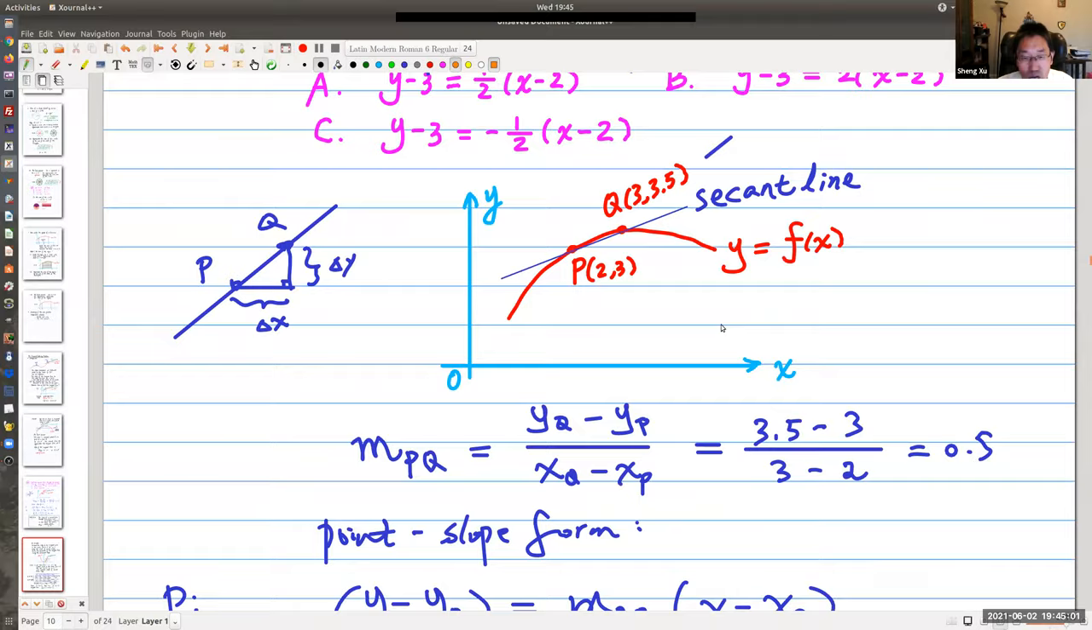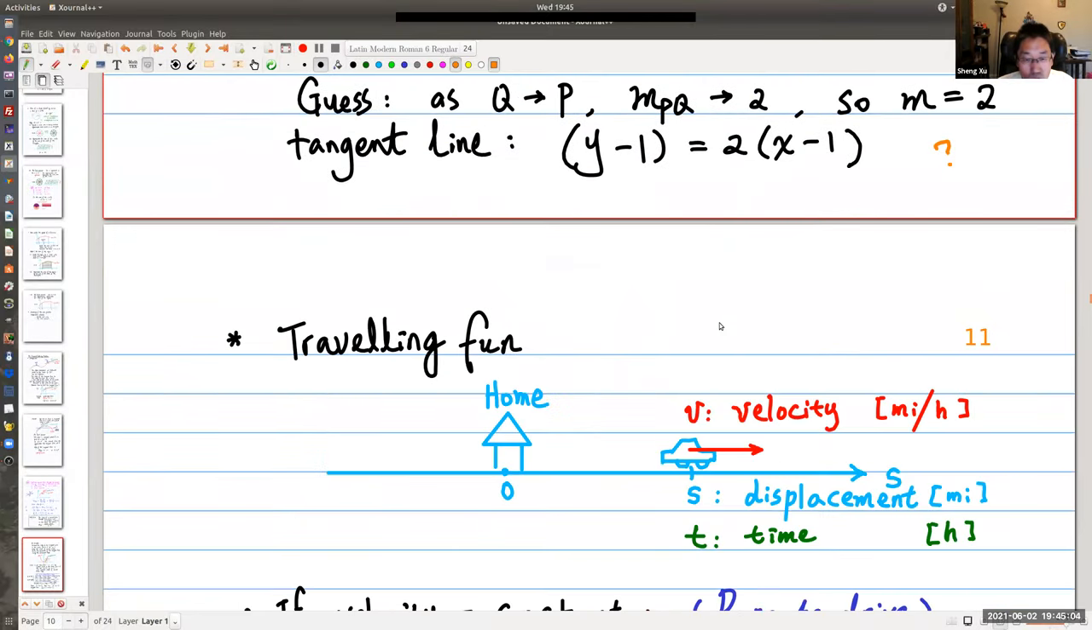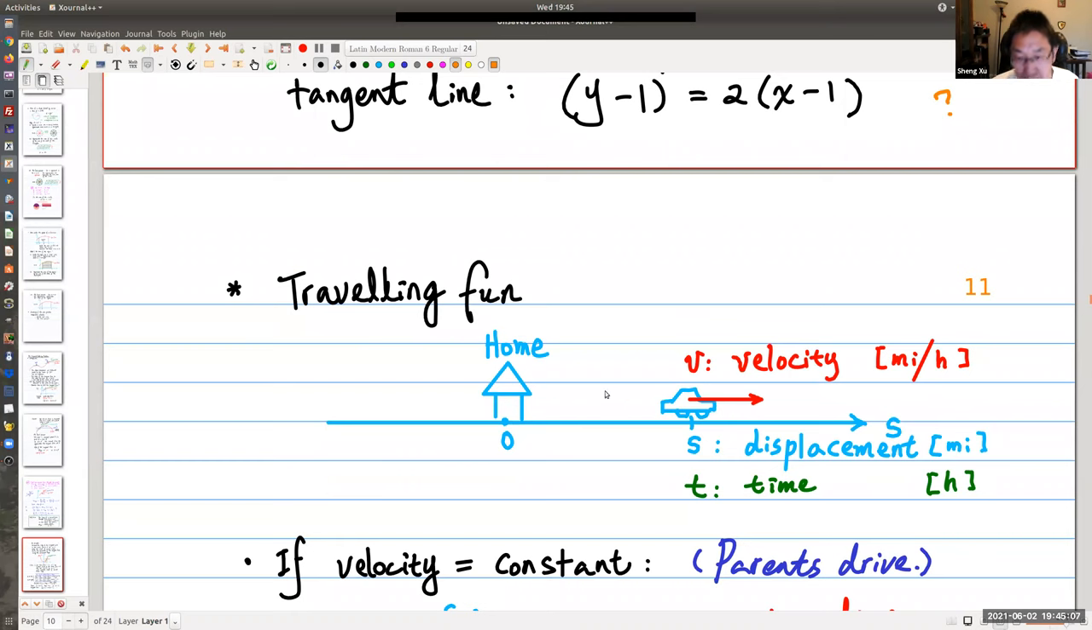Now let's look at another one, a traveling problem, a related problem with some physics background. Suppose this is your home, and your home is near a very straight highway. So you drive away from your home on that straight highway with some velocity. Of course, you can measure the displacement in physics. Maybe it's easier to understand for now if I say the distance from your car to your home.